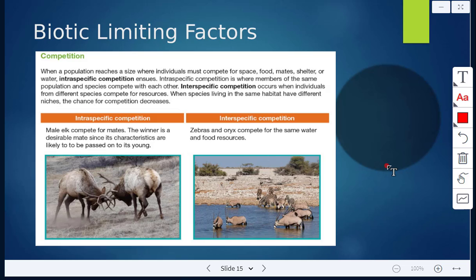So here, intraspecific, this is happening within a species. So for example, we have male elk here competing for mates. The winner will be the desirable mate since its characteristics will be passed on to its offspring. And then here we have interspecific competition. Zebras and oryx, they compete for the same water and food resources. So there's two different species here.